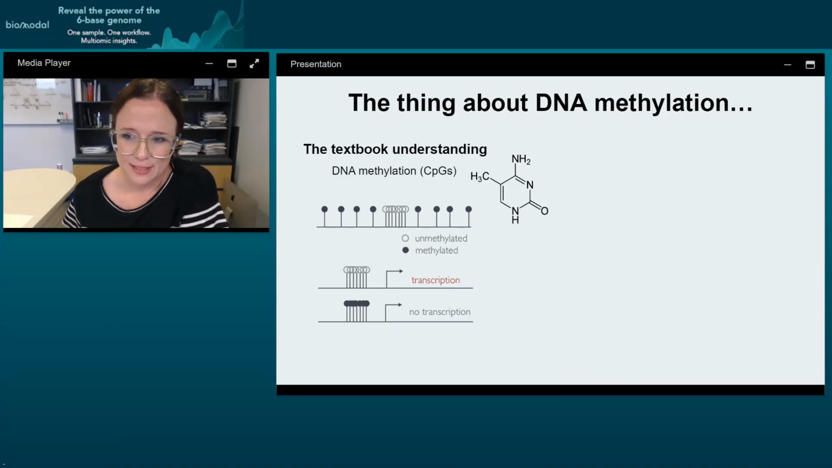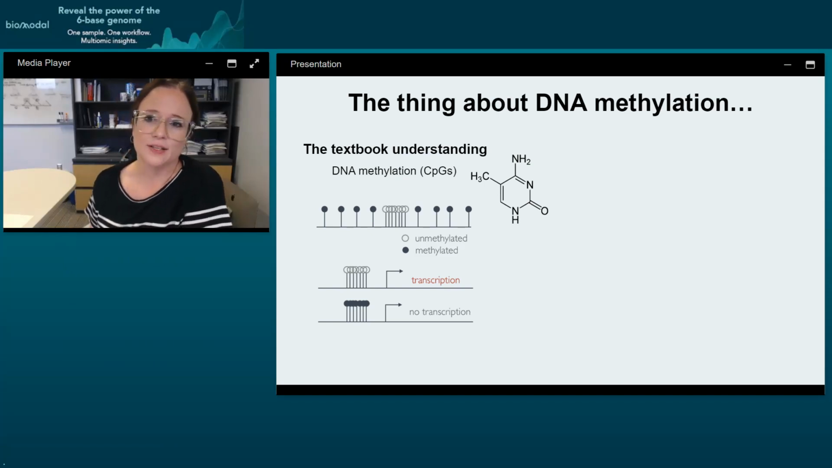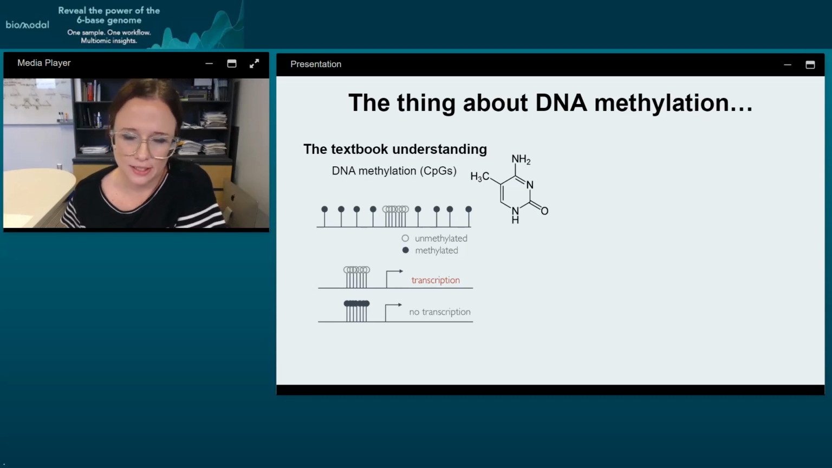So to start, I'm going to start with a very simple concept, and that is what we all know as the textbook understanding of DNA methylation and its role in gene regulation. As we all know, DNA methylation occurs primarily at CG dinucleotides, so it affects cytosines in these CG dinucleotides. And the canonical understanding is that if you have methylation surrounding a gene, it's typically considered transcriptionally repressive, whereas if there's no DNA methylation at CG sites surrounding a gene, that's considered transcriptionally permissive.